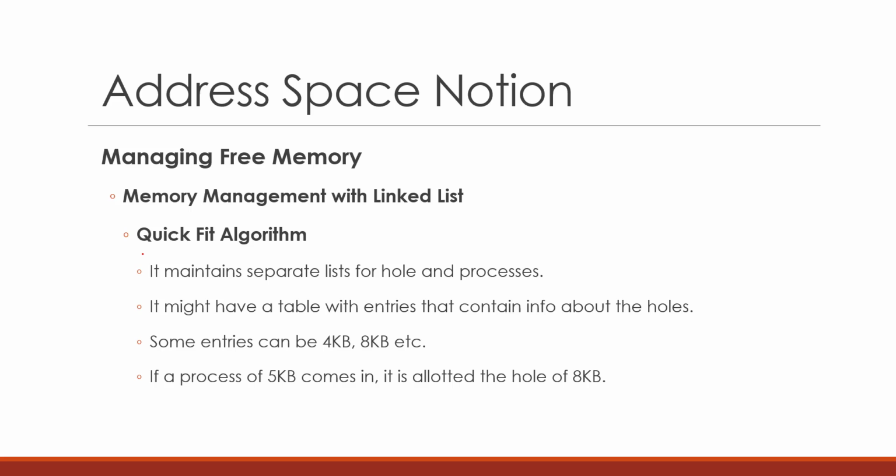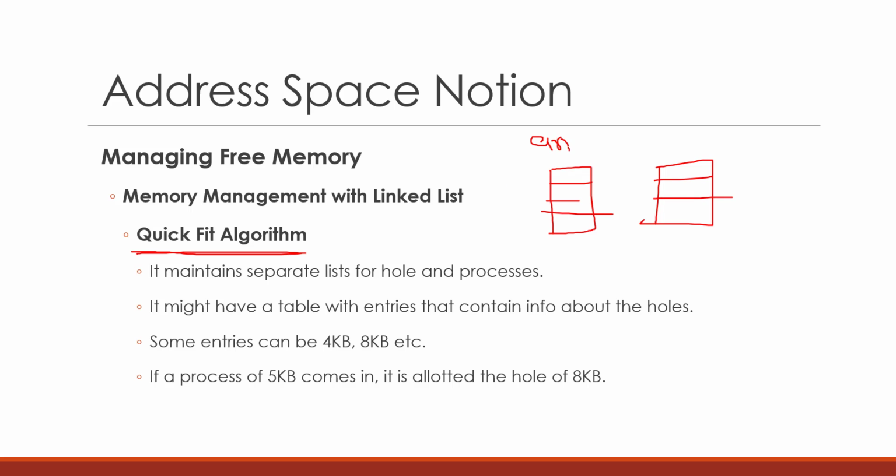The last one I want to talk about is the quick fit algorithm. In quick fit, the operating system actually maintains a list for the holes and the processes. It can be an array, right? So 0 1 2, these are holes, and 0 1 2, these are separate arrays, and these are processes. Before fitting into anything, the operating system will first check these lists, and based on these lists it will go exactly to that location and find a hole from there, right?